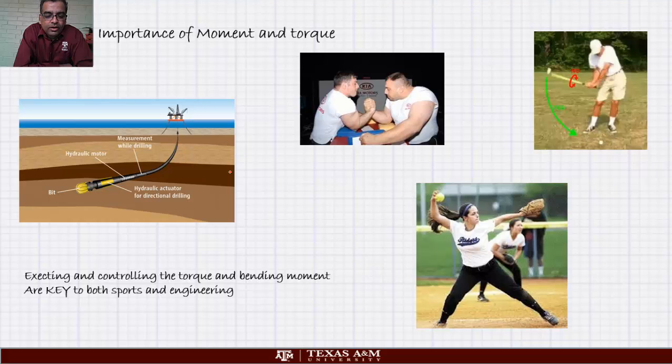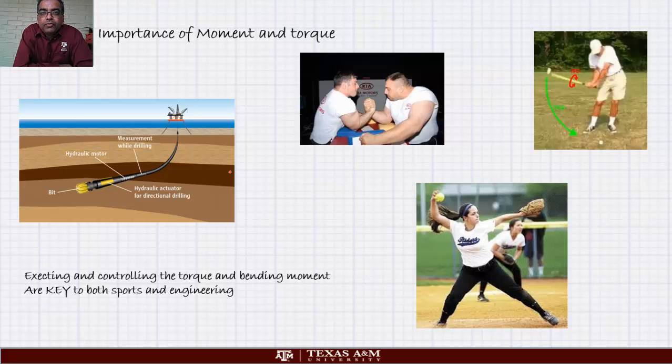Second example is when you're doing arm wrestling, for example. You can see those two large people trying to do arm wrestling. Or if you're doing golf, or if you're a baseball or softball thrower, then you have to worry about how you get spin onto the ball. I myself am a cricket fan, so there's a lot of stuff about how you get the ball to swing or spin. So exerting and controlling the torque and bending moment are key to both sports and engineering.